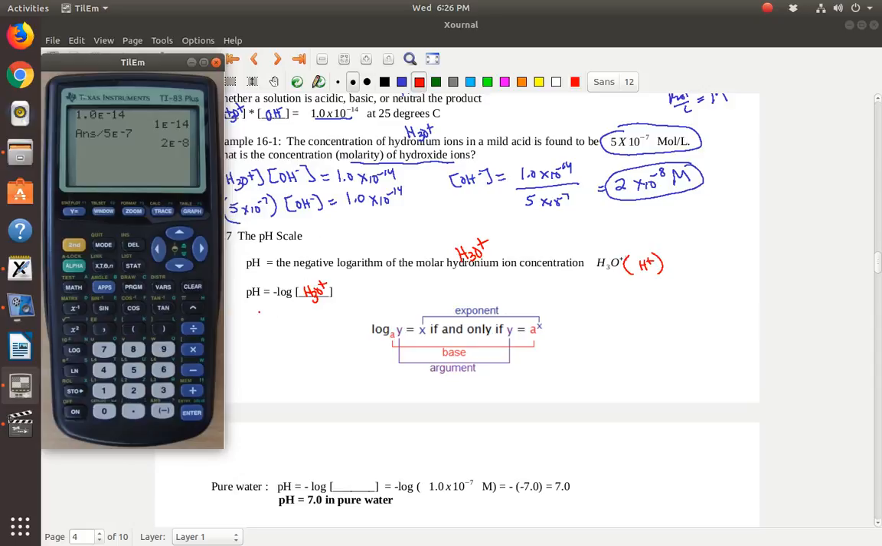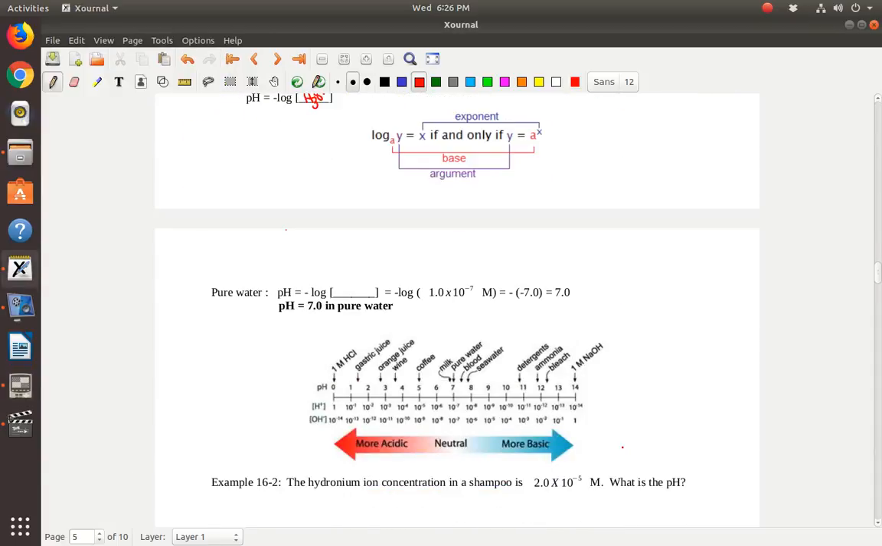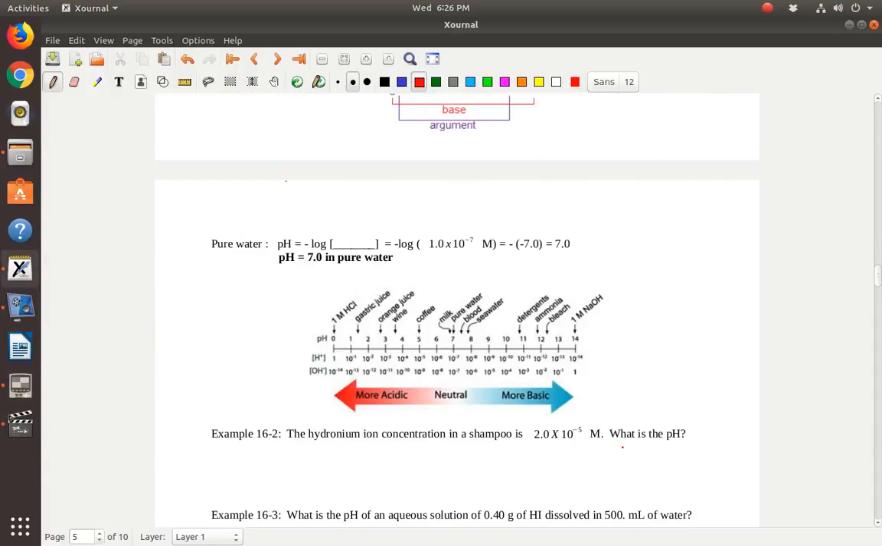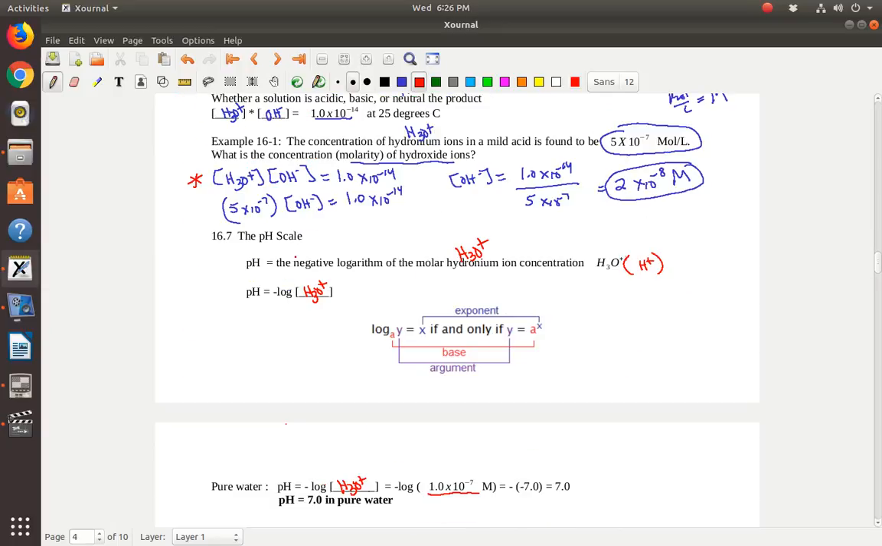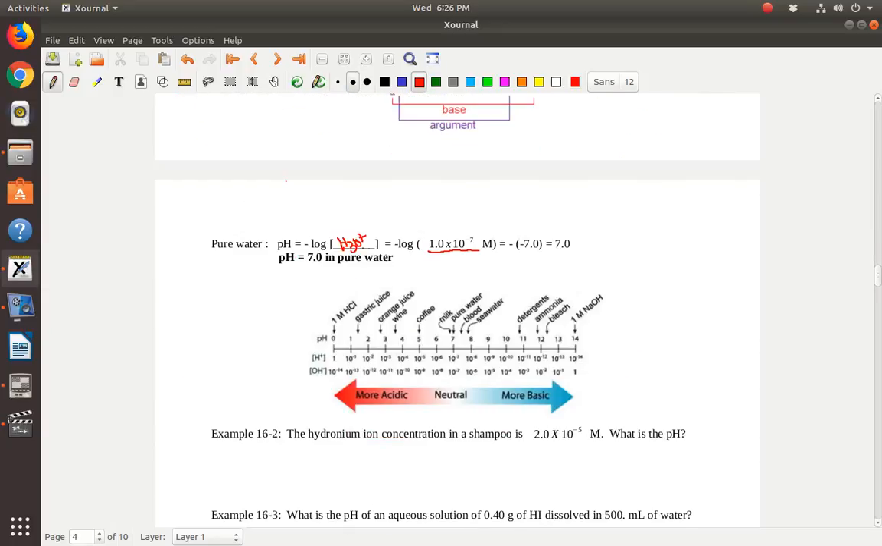All we need to do is put the negative logarithm of that number. So when we come down to a practice problem, we'll do that. So in pure water, the negative logarithm of the hydronium ion concentration is the negative logarithm of 1 times 10 to the minus 7. Now, I told you up here that in pure water, the hydronium ion concentration is 1 times 10 to the minus 7, so that's all this is. When I put that in, I get a 7 in the calculator.